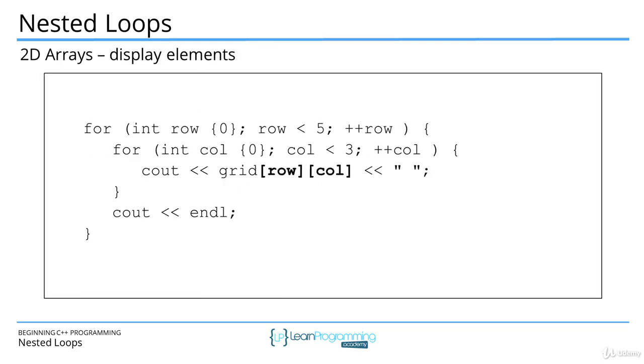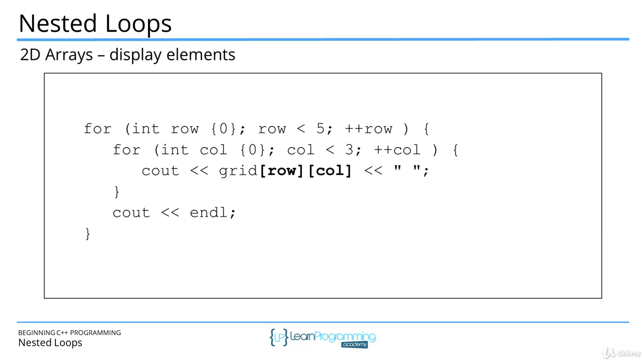In this example, we're assuming that grid has been initialized as in the previous slide. At each iteration of the inner loop, we display the element at grid sub-row sub-column, followed by a space, so we're displaying these elements across the screen. When we complete the inner loop, we print a new line, and then execute the outer loop again. You can see the pattern is the same as with initialization. This is a very common pattern for working with multidimensional structures.